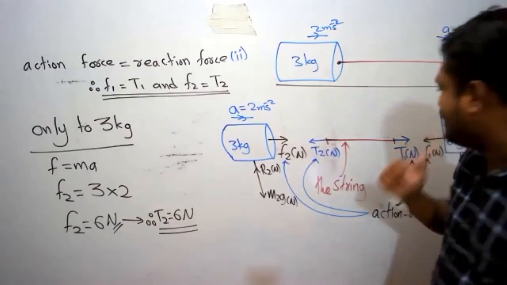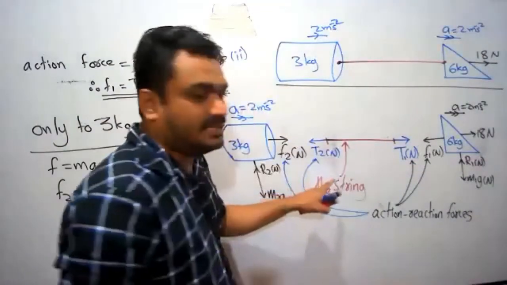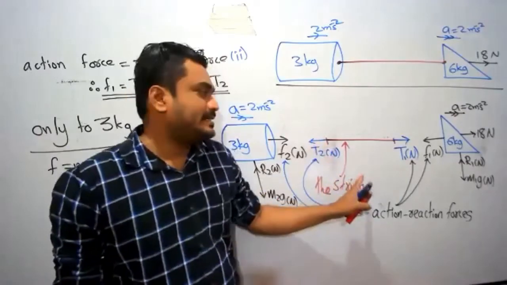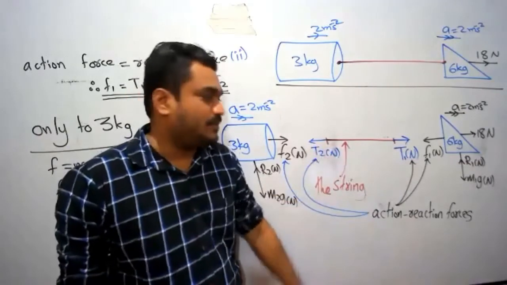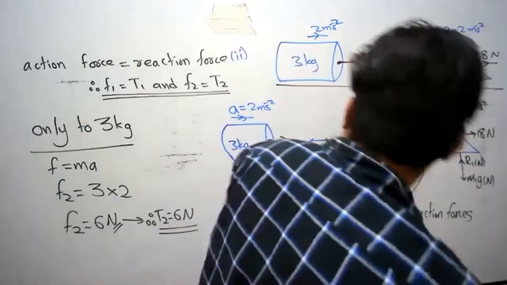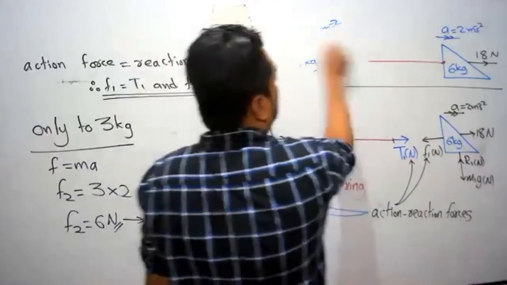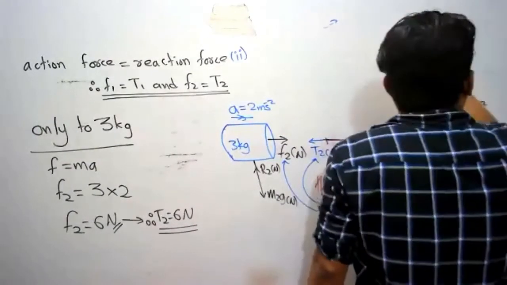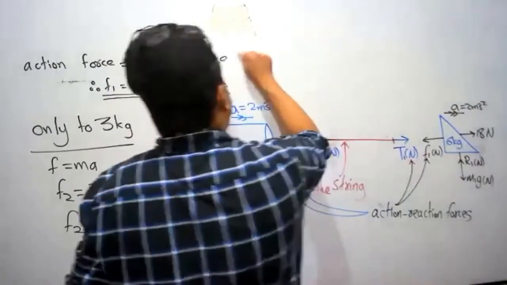Right, now we want to find this T1. Actually, the string does not have a mass. When a string is massless, the tension forces should be the same. T1 and T2 will be equal. But let me prove that. Let me prove that T1 and T2 are equal. So I'll do something like this.